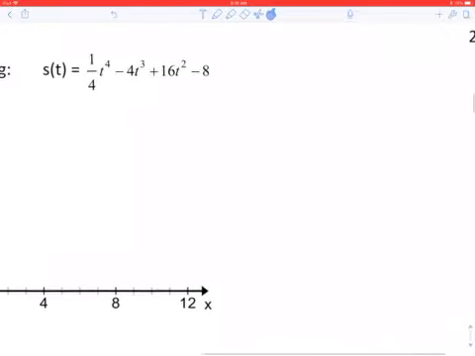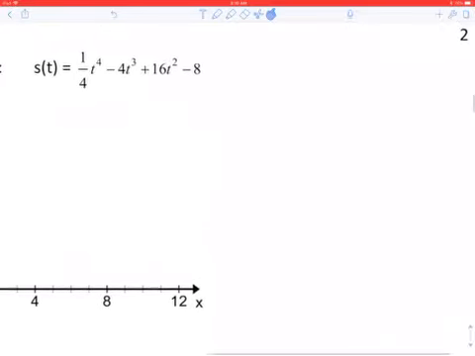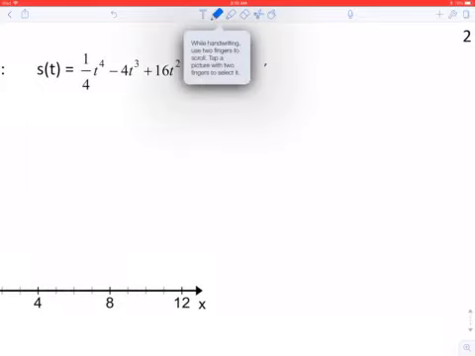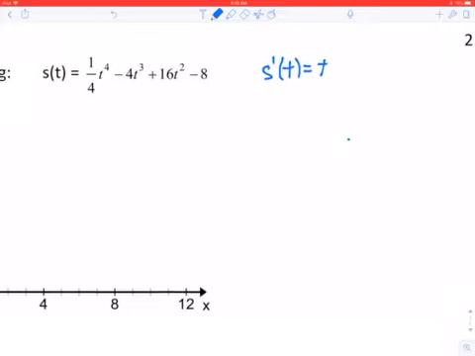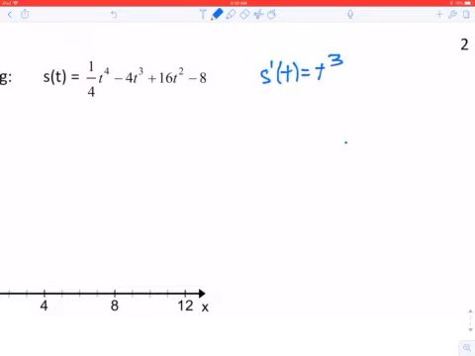So the first thing we need is the derivative, because we're going to make a derivative table. And we end up with 3 terms, t cubed minus 12t squared plus 32t. We need to find the zeros.